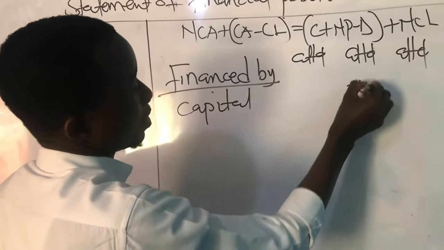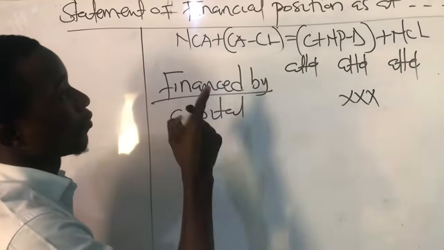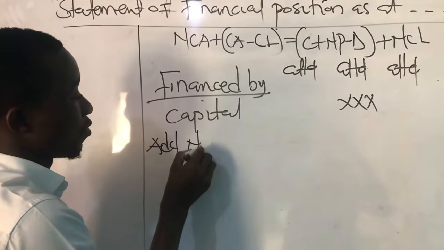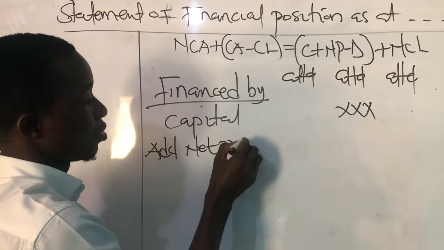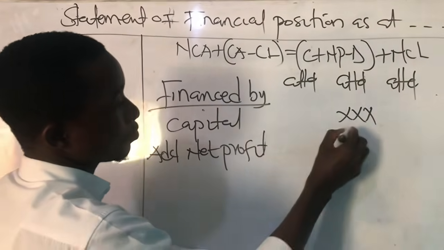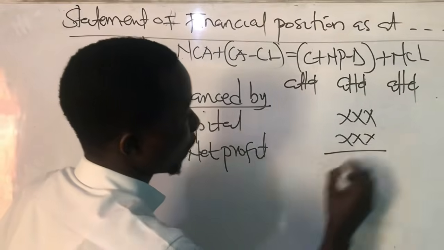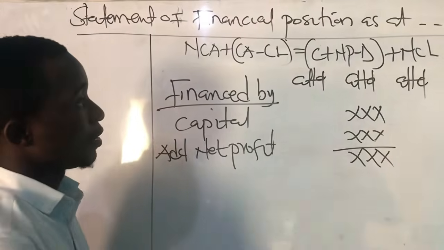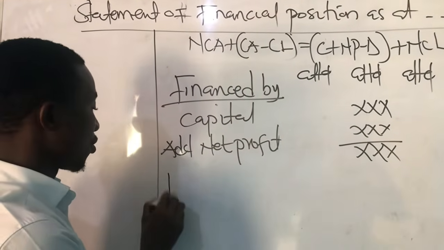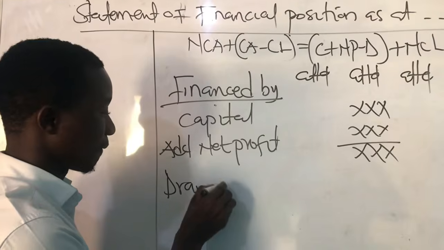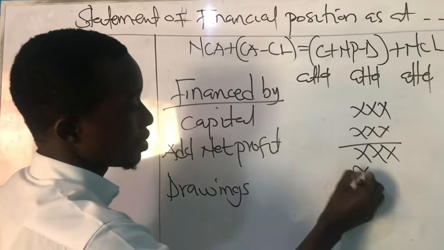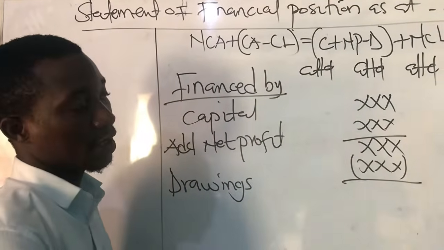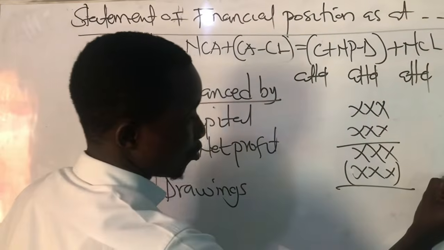then we record the capital, okay, and if there is any net profit, we add it. So add net profit, okay. After we've added net profit, we will get an amount, okay. Then we less our drawings. If there is any drawings, then we less the drawings. Okay, so we less our drawings. Anytime an amount is in bracket, it means we are subtracting. Okay, so you get an amount here.